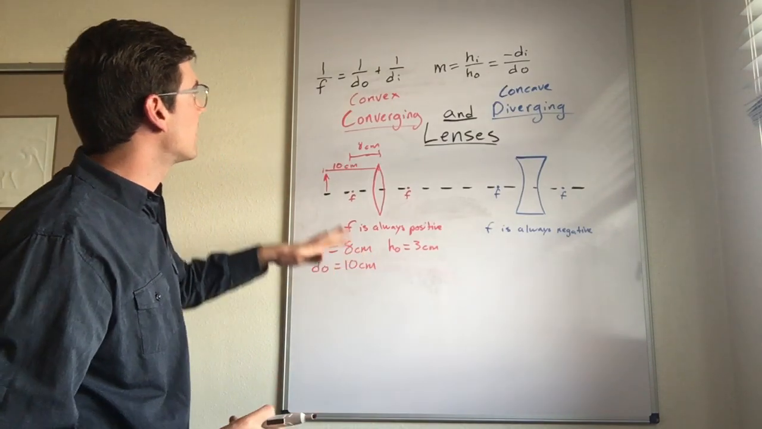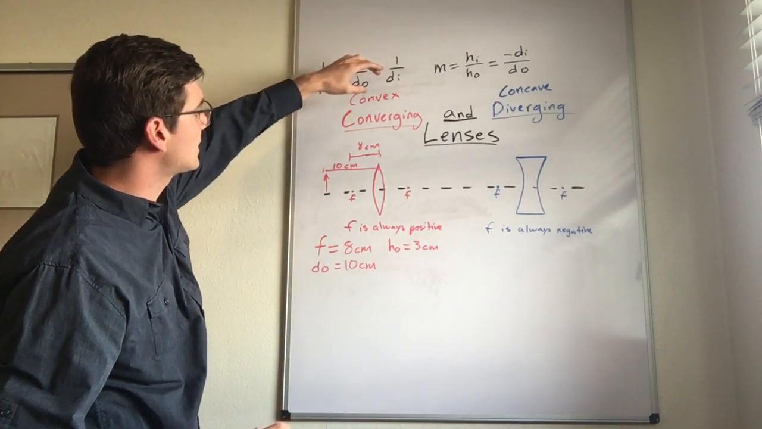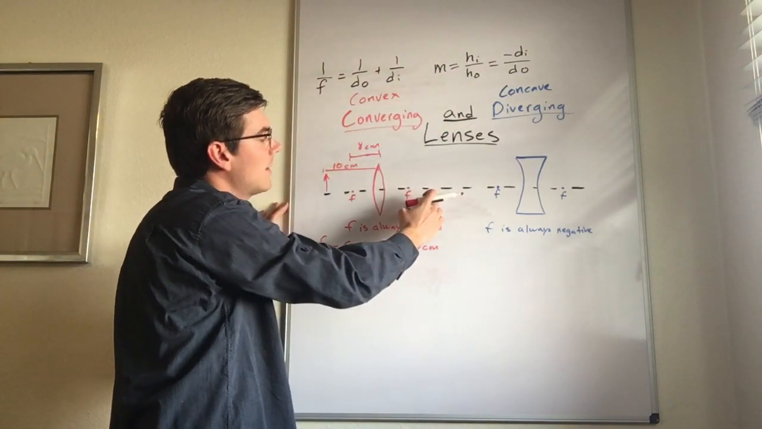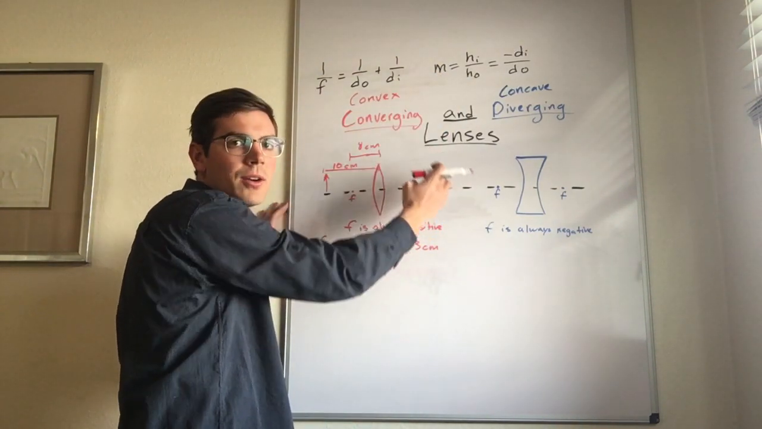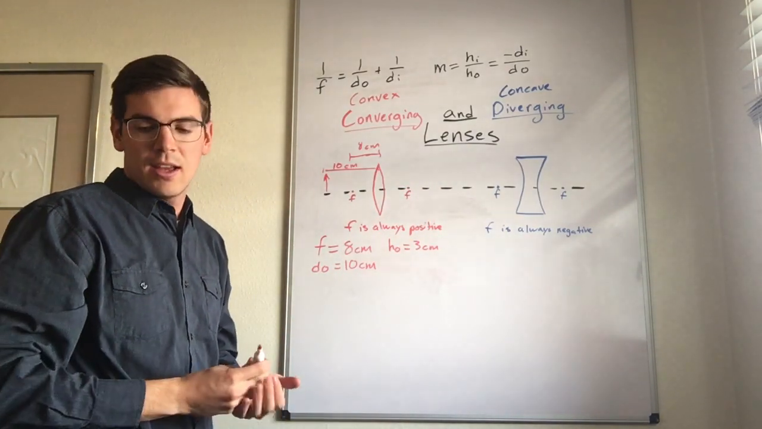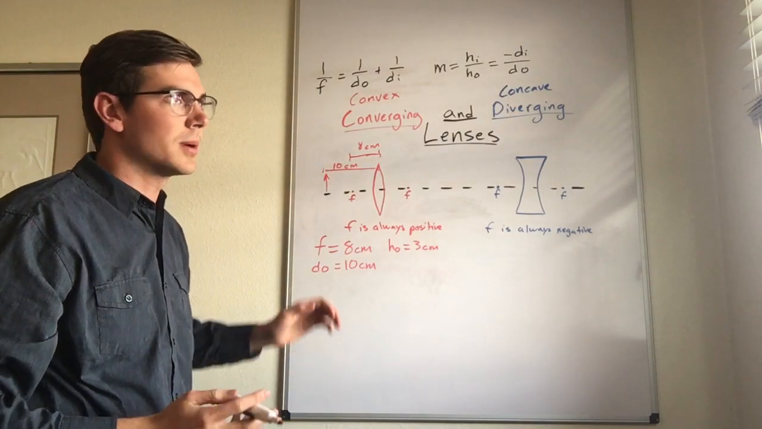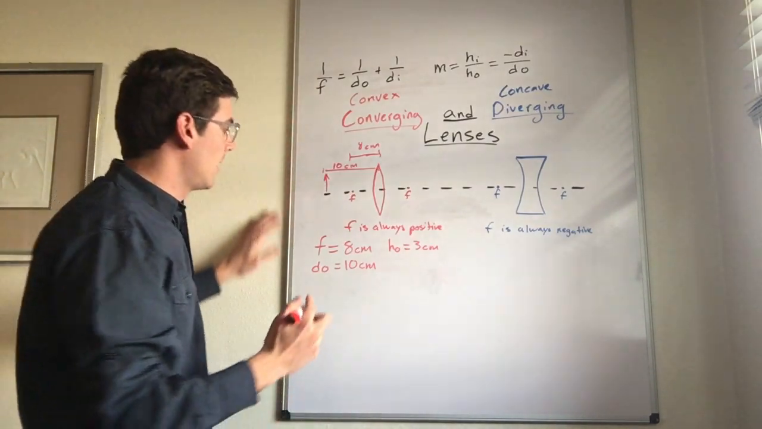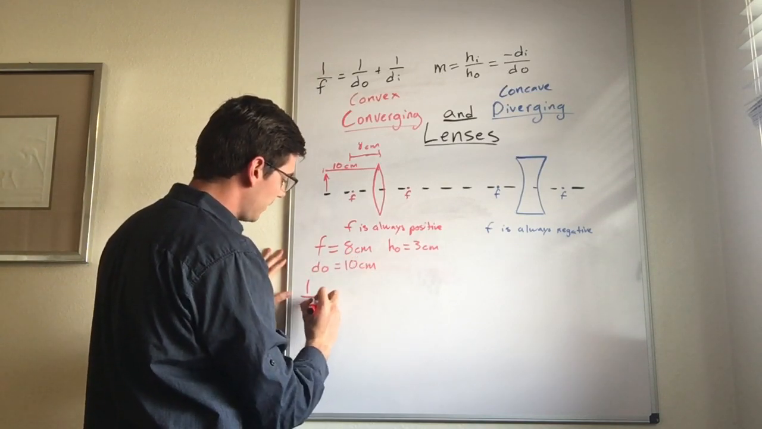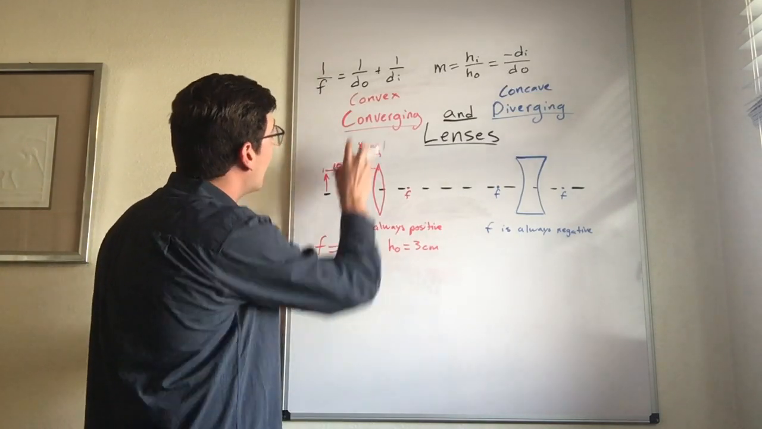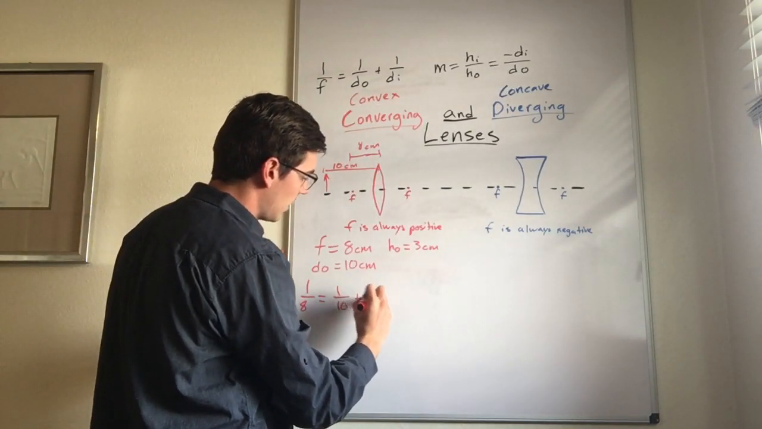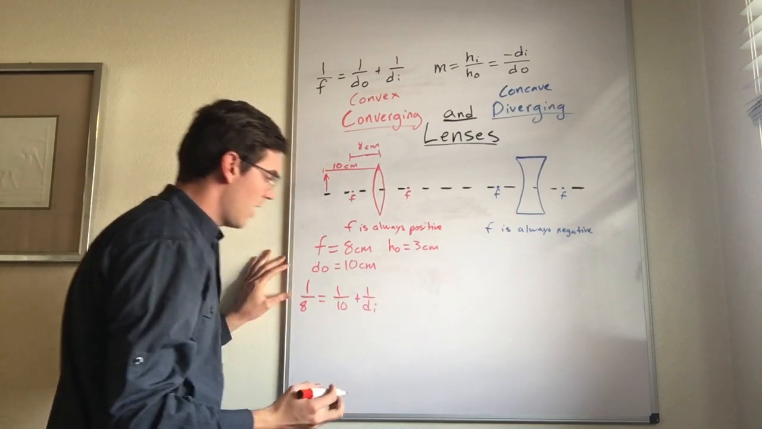And so we can use this to find the distance of the image, so where the image will be produced, the magnification, and if it's going to be upright or inverted. And I'm going to walk us through that. I'm going to show you how to do it just by doing some calculations. But we're going to start with this equation right here. And we're going to do 1 over F, which is 8 centimeters. 1 over 8 equals 1 over DO, so 1 over 10 plus 1 over the distance of the image.